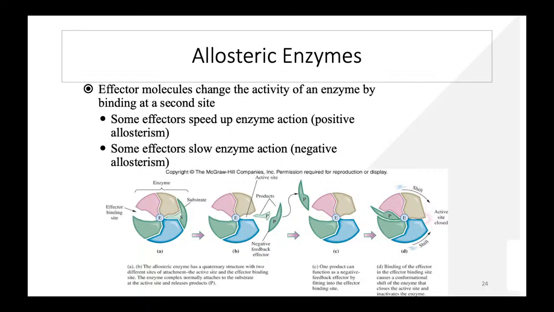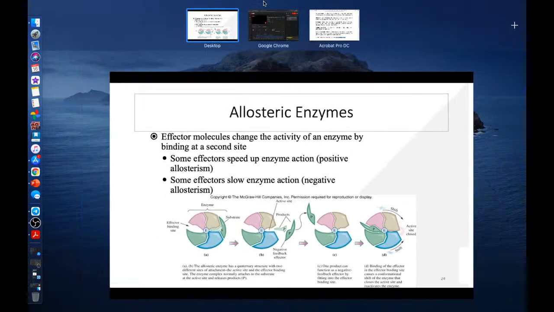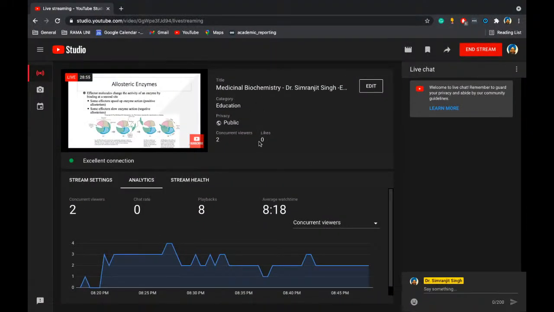You can see in this diagram, in A, we have a factor binding site on the enzyme, and when the substrate is attached, the product is produced, which will act as a negative feedback factor. It will come and attach to the factor binding site. After attaching to the binding site, the active site will be closed. So this whole mechanism is known as the allosteric mechanism.